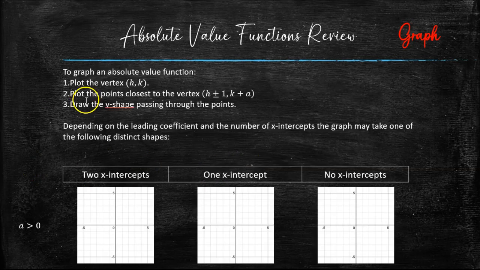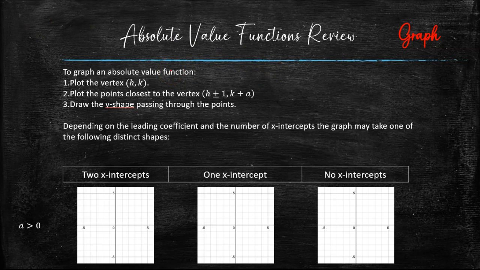All right, as I said, we use linear transformations to graph most of the absolute value functions. And how do we do that? First, we plot the vertex by reading h and k. Then we plot the points closest to the vertex using that coefficient in front of the absolute value and the sign, so it may open up or down. And then we draw the V shape passing through those points.